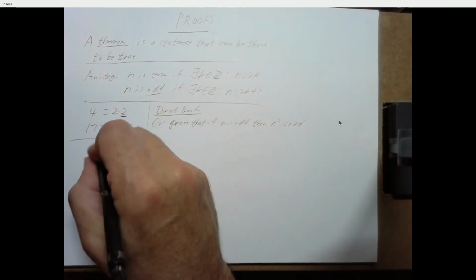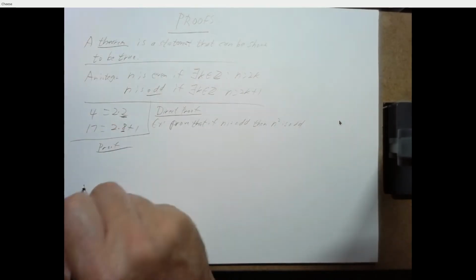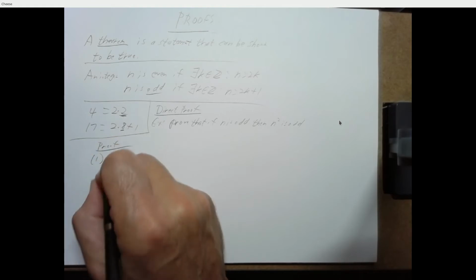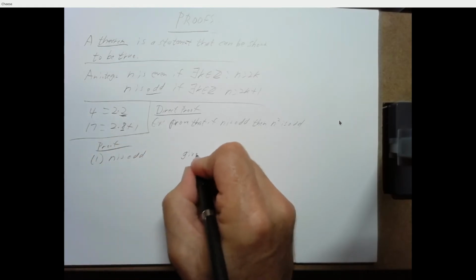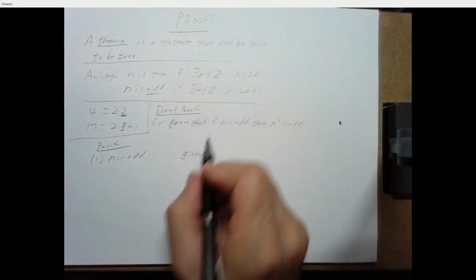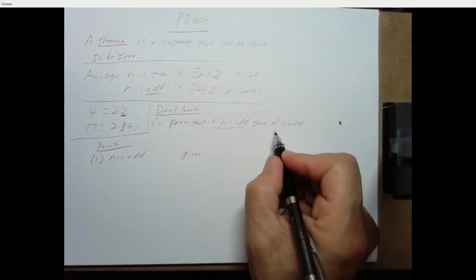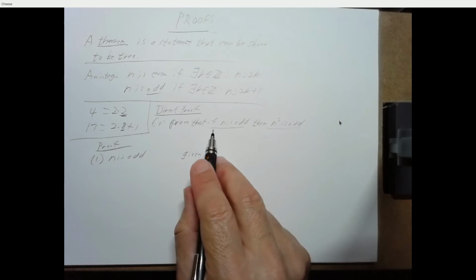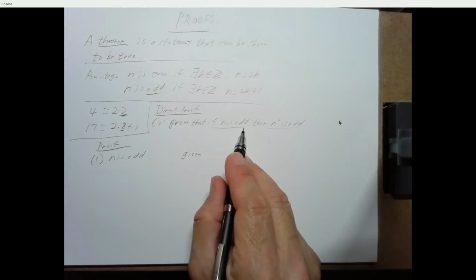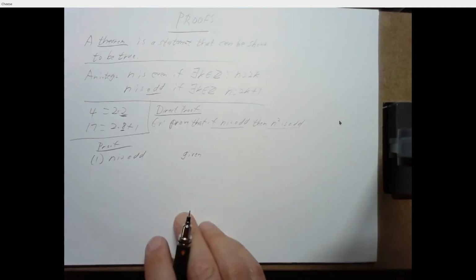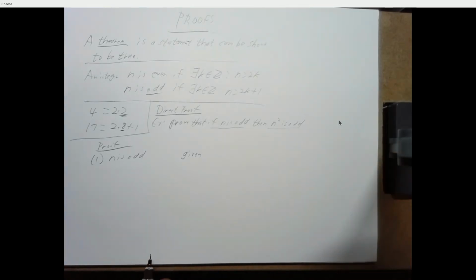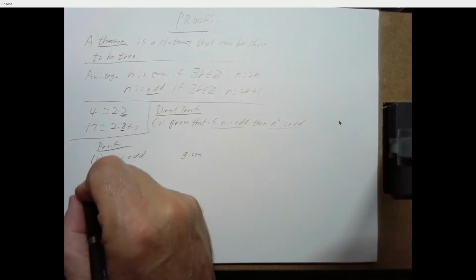Alright, so let's do a proof. The first thing we're going to state is n is odd. How do we know that? That's a hypothesis. That's given to us. We're trying to prove that if n is odd, then n squared is odd. So we're going to start off and say, okay, let's suppose n is odd. Argue, and eventually come up to the conclusion n squared is odd, in which case we'll have proven this statement. So we start off with n is odd, that's given.